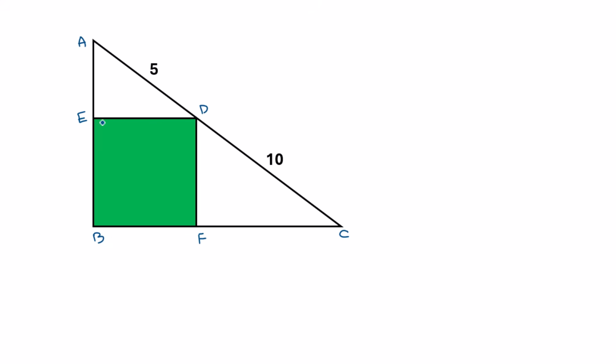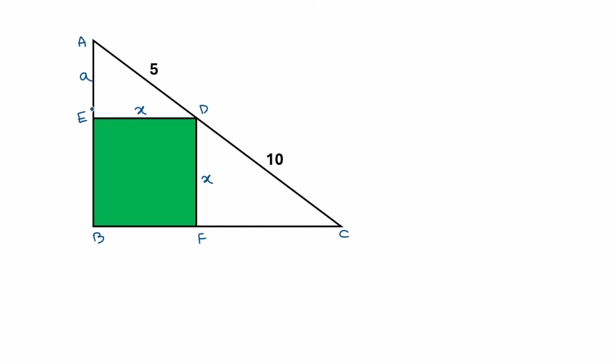At first, consider the side length of this square as x. So this DE, this will be x, and this DF, this will also be x, because this is a square and every side of this square is same. And the length of AE, consider as a.